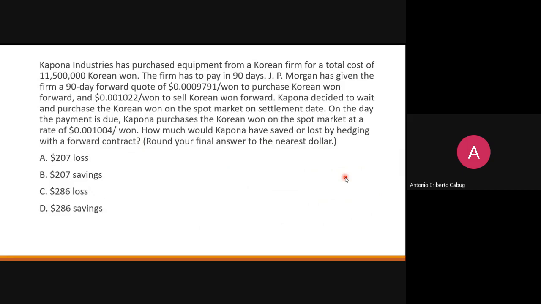Capona decided to wait and purchase the Korean won on the spot market on settlement date. On the day the payment is due, Capona purchases the Korean won on the spot market at a rate of 0.001004 dollars per won. How much would Capona have saved or lost by hedging with the forward contract? Gain.